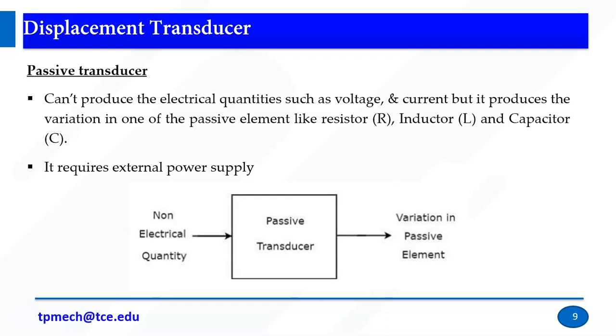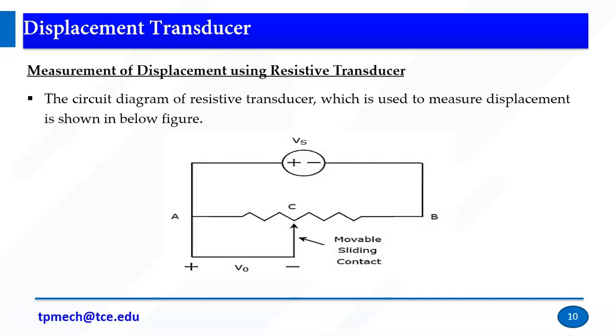Again, it requires an external power supply. But a piezoelectric transducer has no need of an external power supply, so it is simple in construction. But a passive transducer generally requires an external power supply to operate. Right, so it won't give a direct electrical quantity. It will give some passive electrical quantity such as resistor, inductor, and capacitors. Right, so passive transducers have many more types: resistive, inductive, capacitance. Okay, so the first type is measurement of displacement using a resistive transducer.